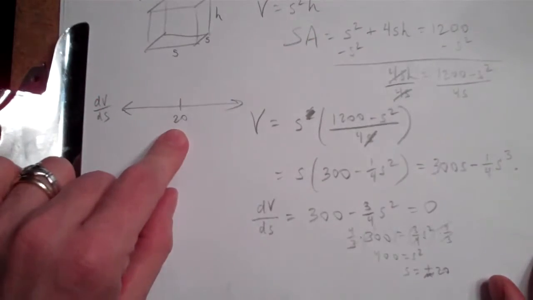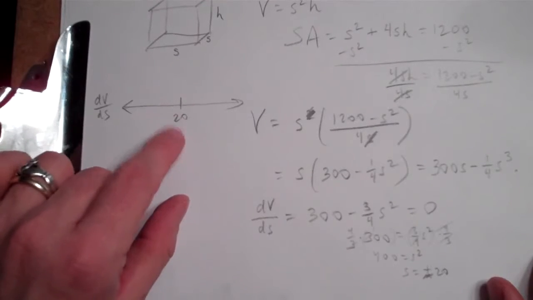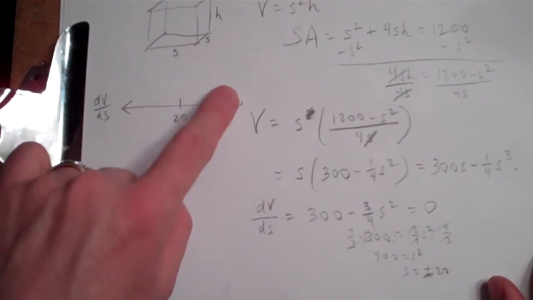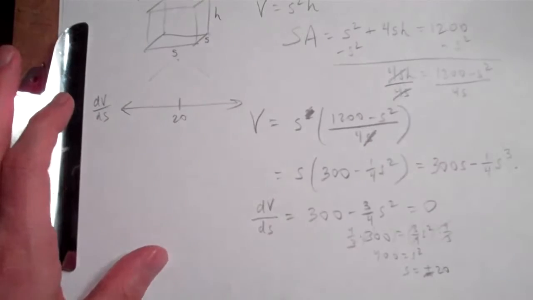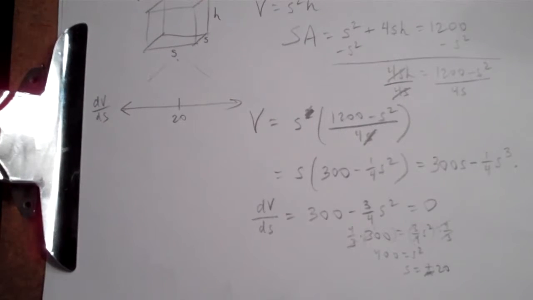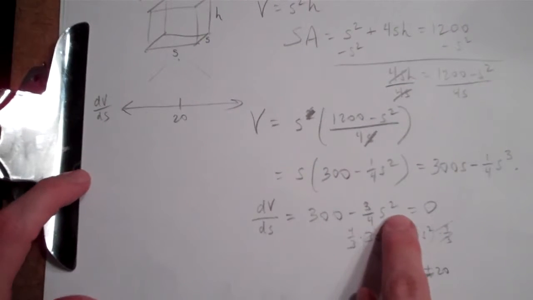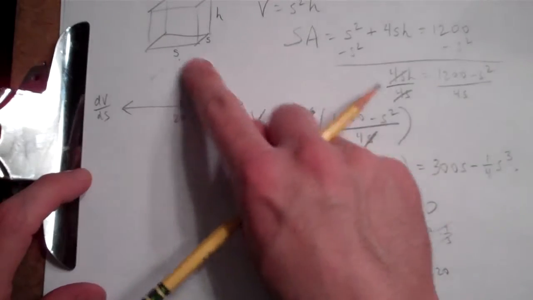This is a critical point. What we're hoping for here, because we want maximum volume, is that we go from increasing to decreasing, because then it'll be a maximum. It makes sense to me that that's what's going to happen, especially because if you look at this, it's s squared. It's got a negative leading coefficient, so a negative parabola typically goes down like that.